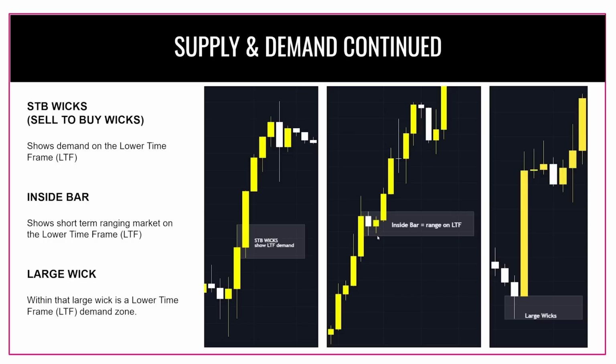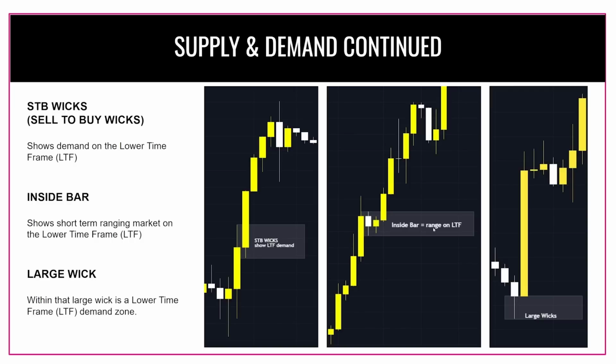Price came up, pushed down, and then continued. So these two wicks tell a huge story on which direction price wants to go, and this demand zone that was created here. From the top of this wick to the bottom of this wick, or sell to buy wicks, is a demand zone.